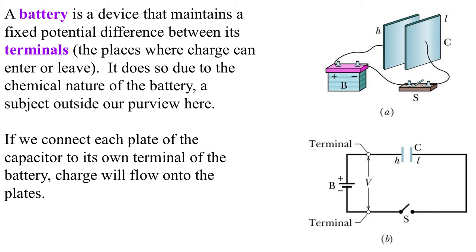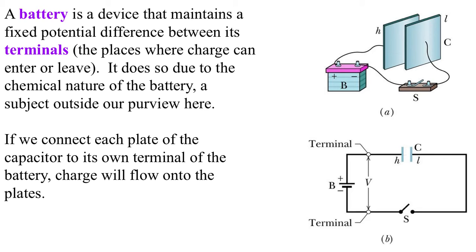We'll see later that we use up some of that chemical potential, and batteries will eventually run out, and we'll talk about why, but later in the class. If we connect each plate of the capacitor to its own terminal of the battery, charge will flow onto the plates. The idea being that there's a higher potential here, which means that positive charges are essentially repelled from the top plate, and negative charges are being repelled from the bottom plate. And so the positive charges come out, they move across, and they start collecting on the nearer plate, the positive plate, the plate connected to the positive terminal. Likewise, the negatives move through here and go around here.